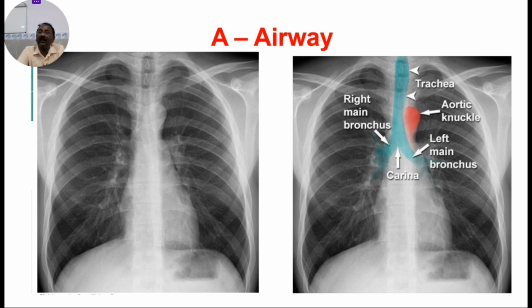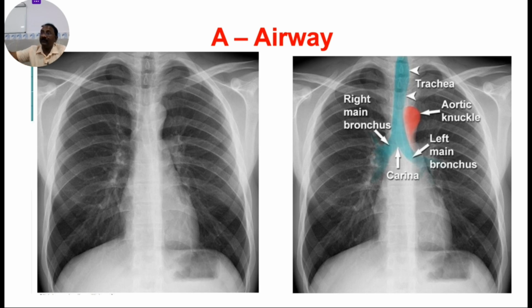And the aortic knuckle just above the left main bronchus. So this is the normal anatomy. But in pathology, the left main bronchus may be enlarged, or the carina, that angle, may be expanded to maybe 90 degrees, and aortic knuckle abnormalities may be seen, and the trachea may be deviated to one side or pushed to the other side. So all these things you are supposed to see in the airways.